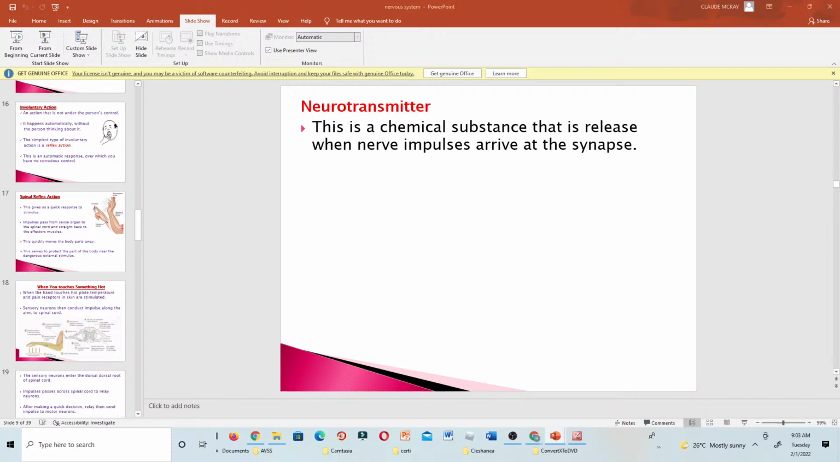So that's the information on neurotransmitter. This is a chemical substance that is released when nerve impulses arrive at the synapse. So nerve impulses is information. So once some information reaches the end of one neuron, then this chemical that is called a neurotransmitter will actually release or secrete or produce, as it is what will carry the information or move it on to the other neuron. The information is not just going to move to the other neuron directly.